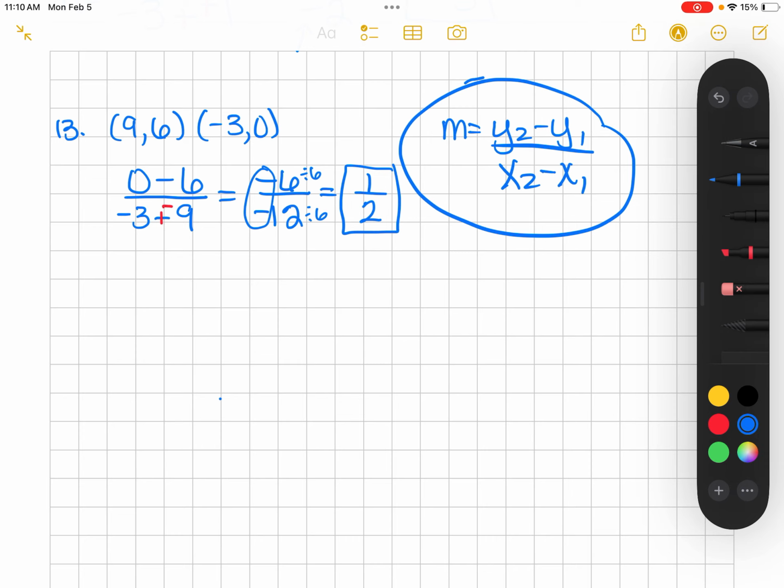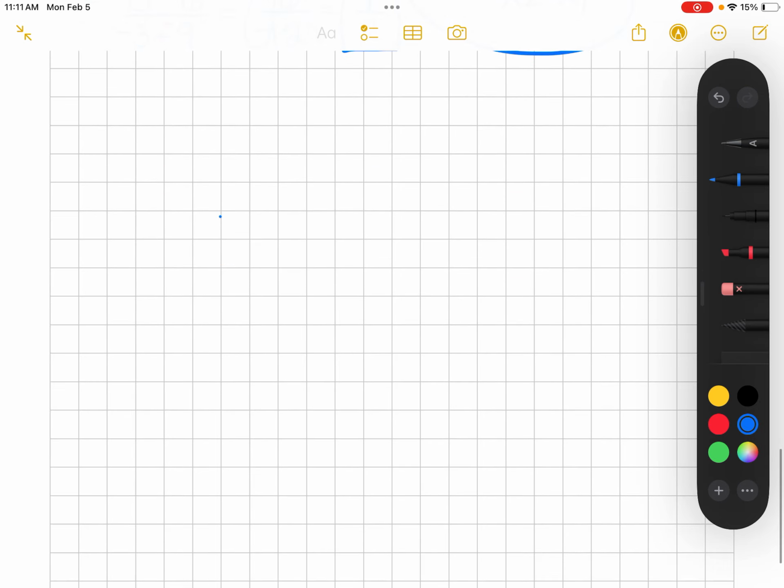Okay, now let's go on to 15, 17, and 19. On these, they tell you 3 different things to do. So if you only did one of those parts, you're going to get points taken off. So we're going to go through and do all 3 of the parts.